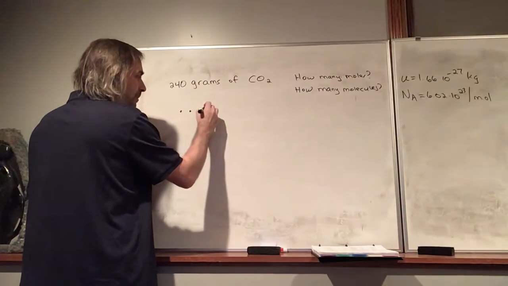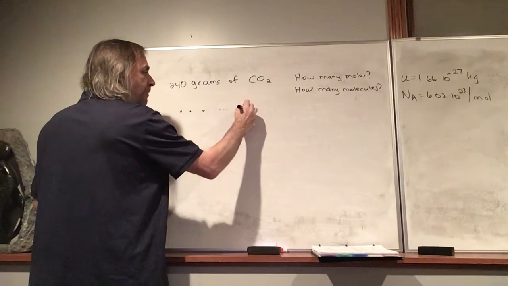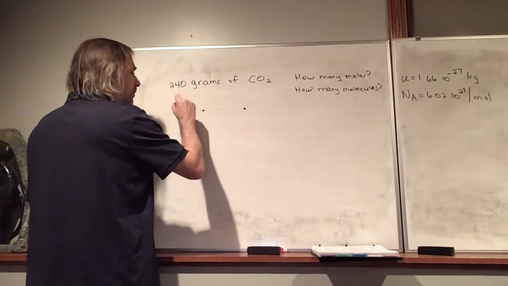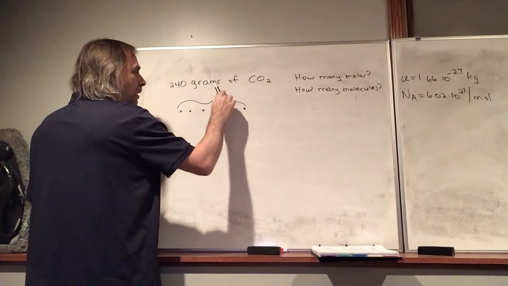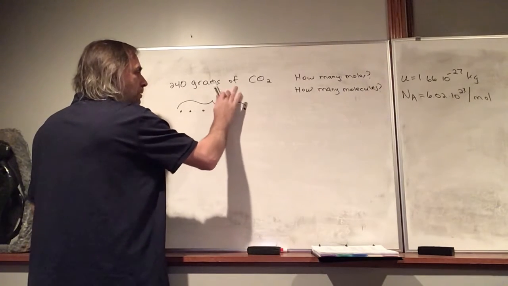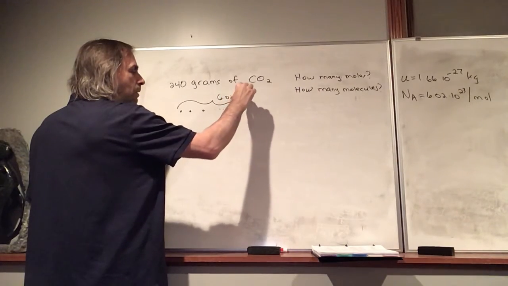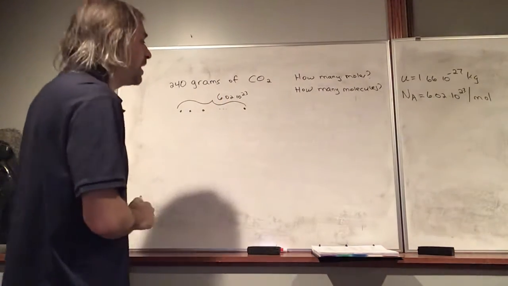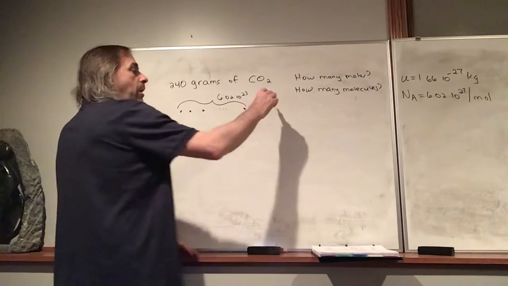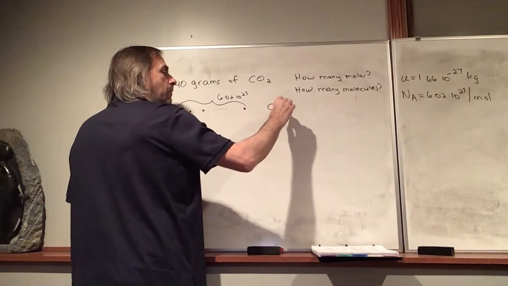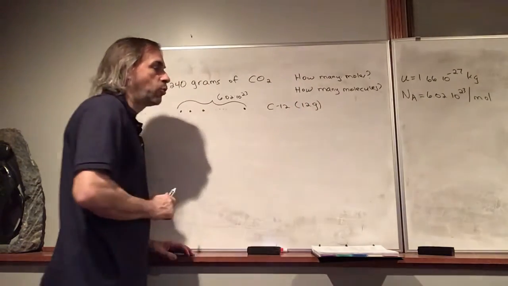Let's line up some atoms of carbon-12. So let's say we have 6.02 times 10 to the 23rd atoms of carbon-12. So we know this would have a mass of 12 grams.